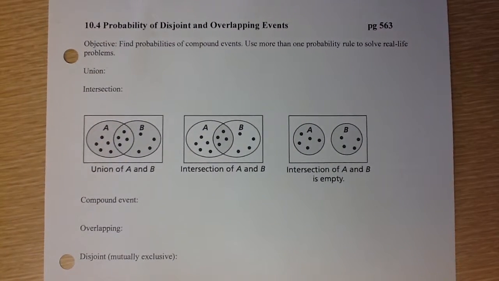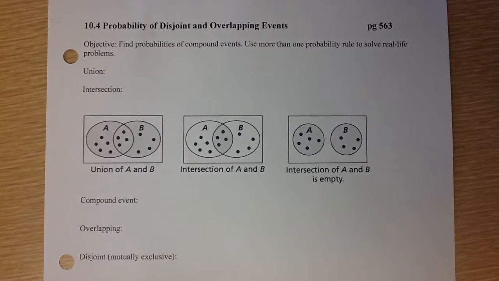Hello, section 10.4, found in your book on page 563. Today we're going to be talking about the probability of disjoint and overlapping events. So first we have a bit of vocabulary. Our objective for today, by the end of the lesson, you should be able to find the probabilities of compound events and use more than one probability rule to solve real-life problems.